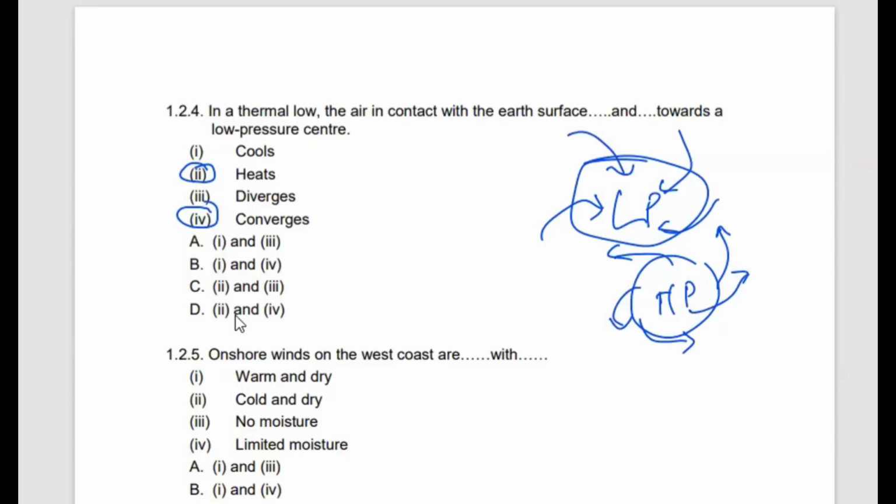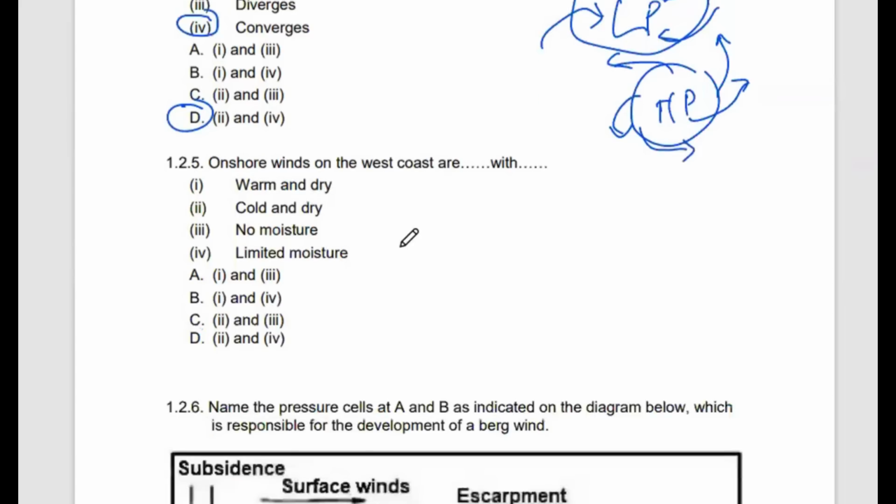So our correct response is matching item number 2 with item number 4. That combination, we find it at item D. So this qualifies to be the correct response. We move on to the next question, number 125.